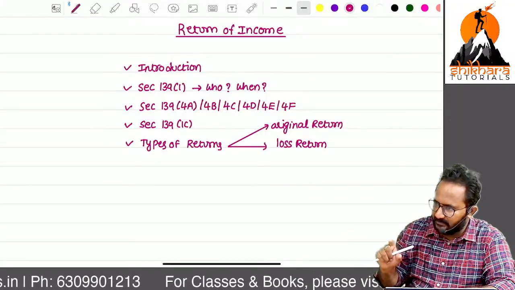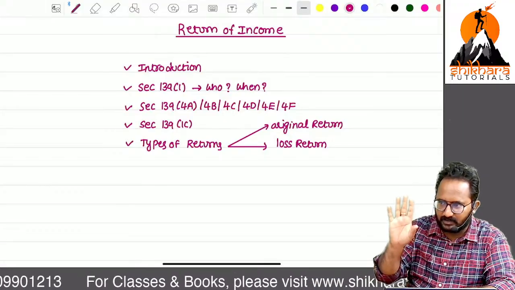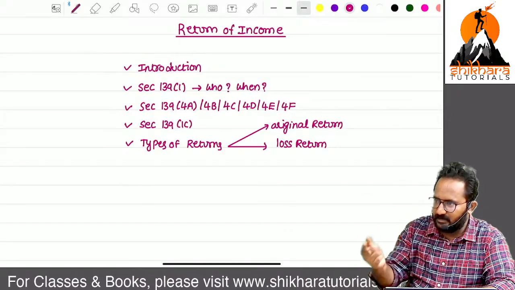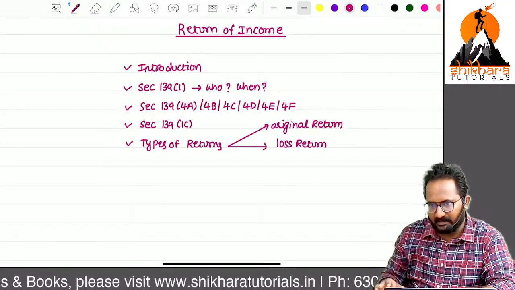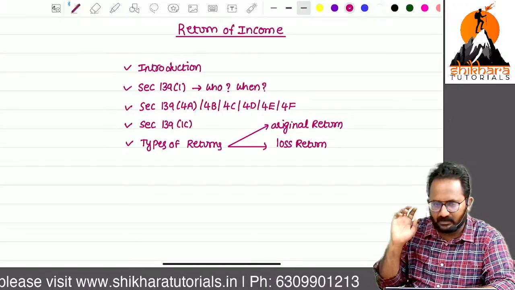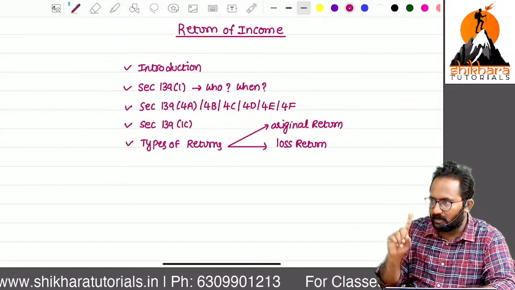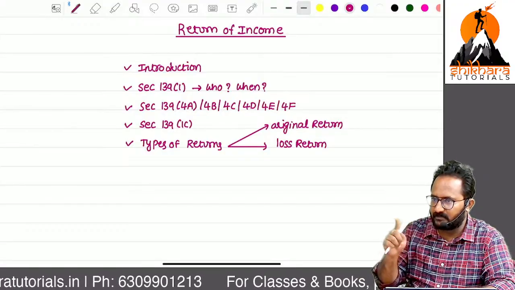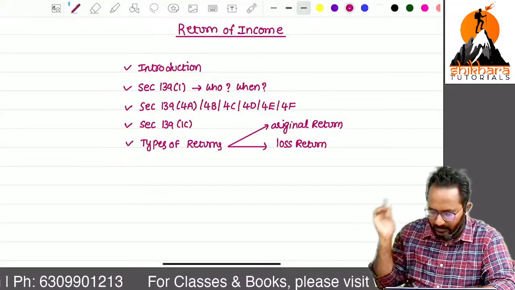Loss return filing is mandatory if you want to carry forward 4 types of losses. One is business loss, that may be speculative, specified, or normal business loss. Next, losses under the capital gain head. And losses from owning and maintaining race horses. These 4 losses, if you want to carry forward to the next year, the loss return must be filed on or before the due date. Unabsorbed depreciation and house property loss, you can file the loss return even after the due date.